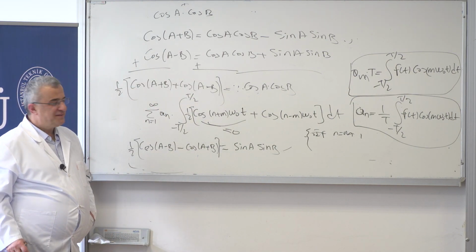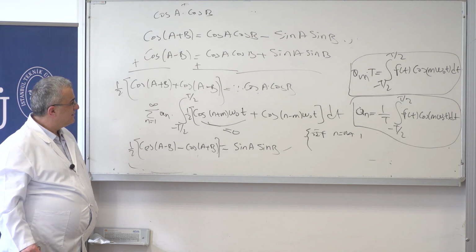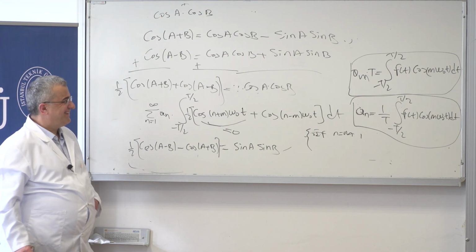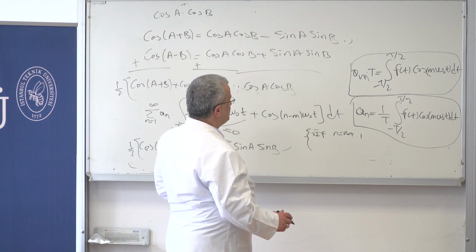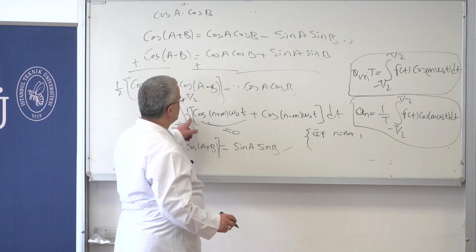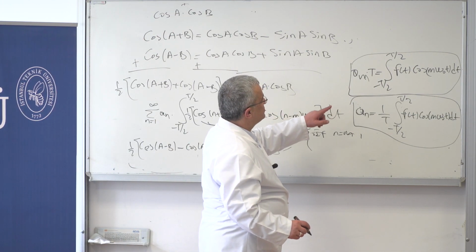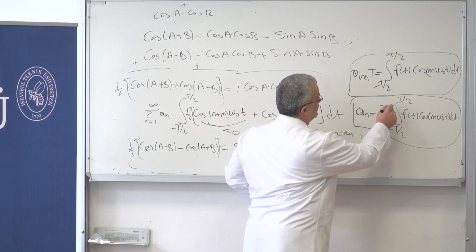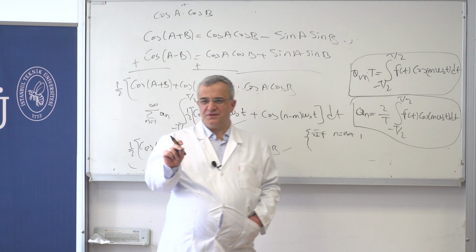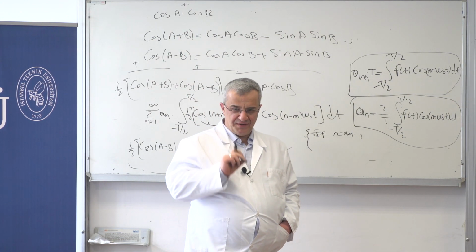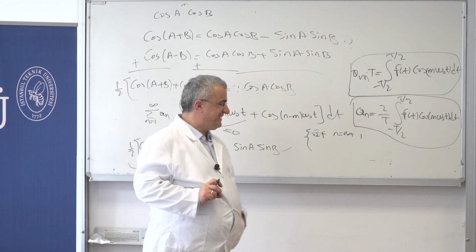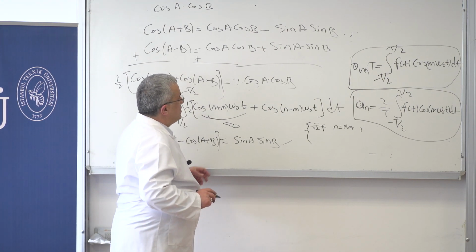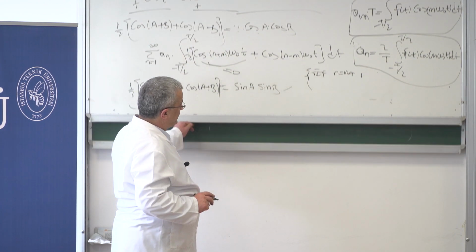Yes. What happened to that? That is, we made 1 over 2, this 1 over 2, right? We should have it there. So therefore, this is 2 over t. So for a_0, it is 1 over t, absolutely. Good. Okay. So that 1 over 2 is there.